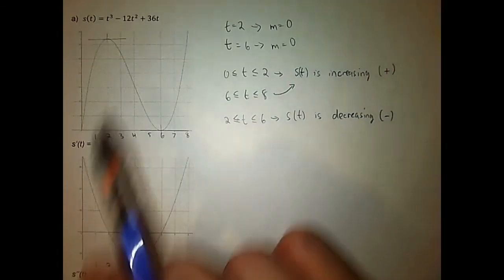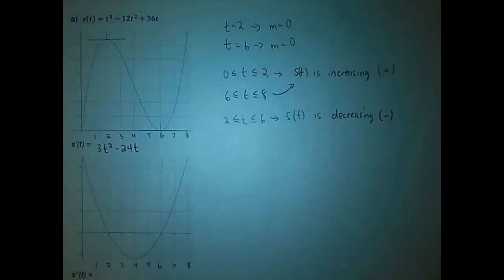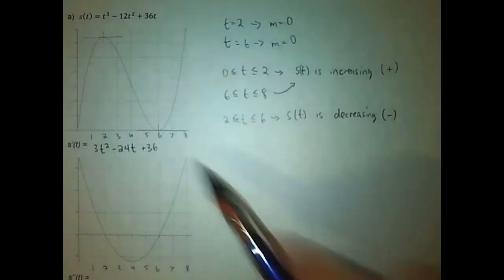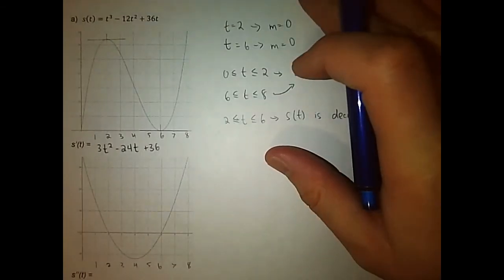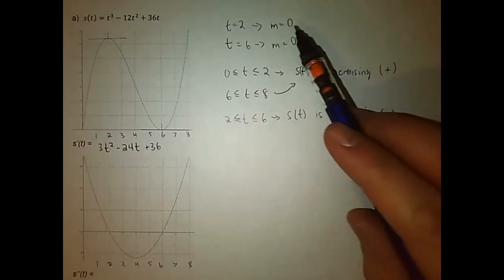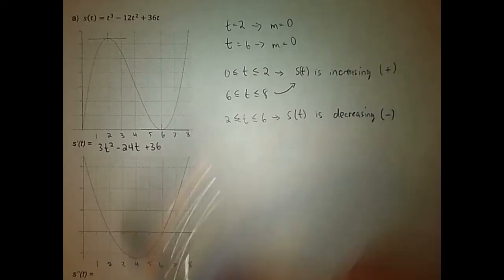So let's find the derivative of this to get our velocity equation before we start examining what's happening here. Taking the derivative, I'm going to get 3t squared minus 24t plus 36. Now it's quadratic, so I get this parabola here. And if we were to join up these times at 2, well, we said at 2 we have a slope of 0. So what does that mean in terms of our velocity here?